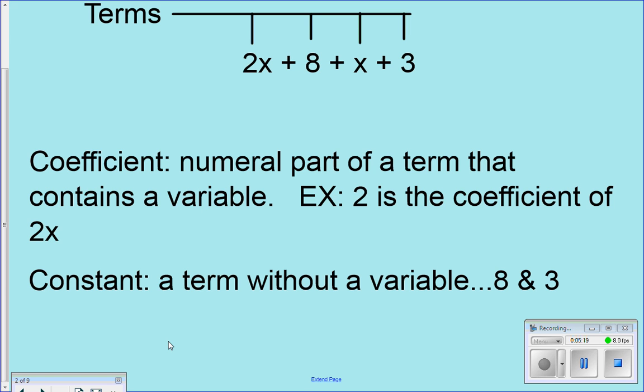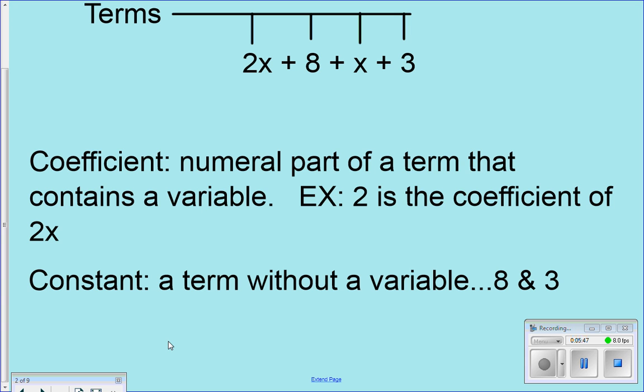So if I had something like this, I'm just going to write something out. What are my coefficients in this problem? 3 and 2. Don't say 3x and 2x. It's just the number, right? So up here, these coefficients would be 3 and 2. A constant is any number without the variable. So that's basically everything left over. So up here, my constants are 8 and 3. A constant is anything up there without a variable.